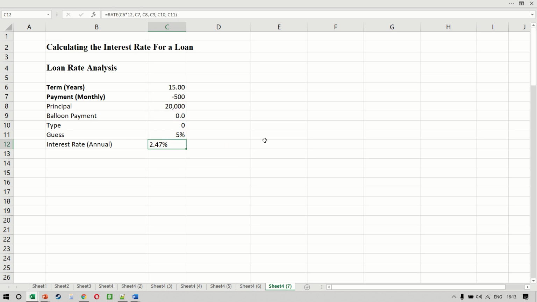And the result comes as 2.47%, like this. And if you want to get the annual rate, then you can simply multiply this by 12 and you get 29.63%.